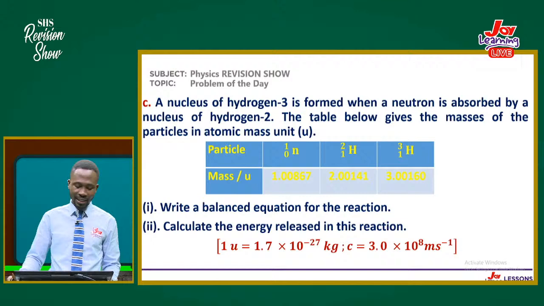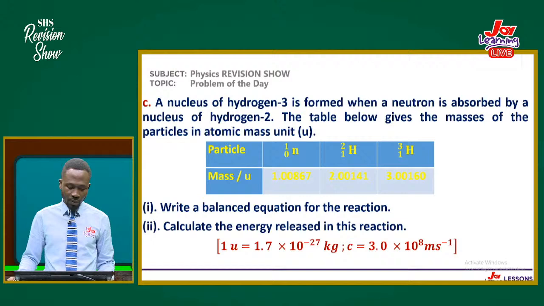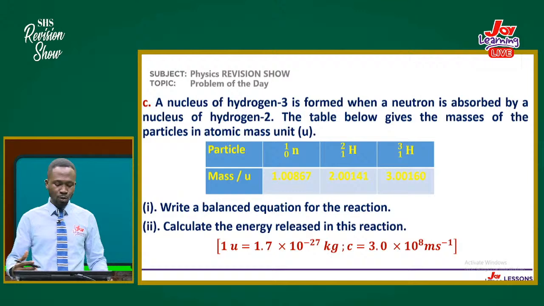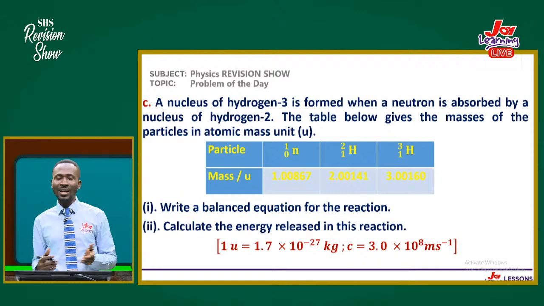Then we're given some parameters. One atomic mass unit equals 1.7 times 10 to the power minus 27 kilogram. Then c, which is the speed of light in air, is 3.0 times 10 to the power 8 meters per second. Good. So that is our problem of the day. I believe you've been able to capture what the problem of the day is. As we go along, I'm going to throw more light on how to solve this question.